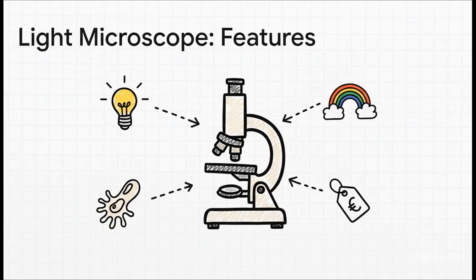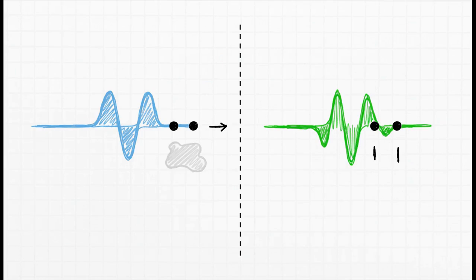But its advantages are huge for school science. It's pretty cheap, it's portable, and, this is the big one, you can use it to look at living things. You can literally watch a cell moving or dividing in real time, all in glorious natural color. But that 200 nanometer resolution limit, that's a hard wall. You just can't see anything smaller than that with light.